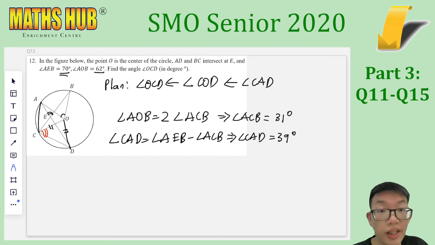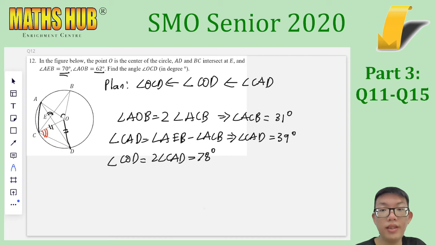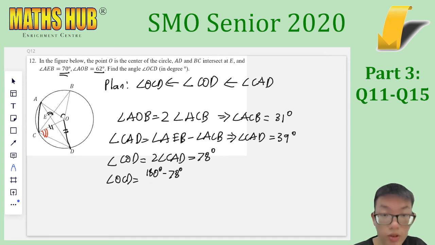Now based on our plan, we can backtrack from here to OCD. So angle COD is twice of CAD, which is 78 degrees. And finally, that means that angle OCD is (180 degrees minus 78) over 2, which is 51 degrees.